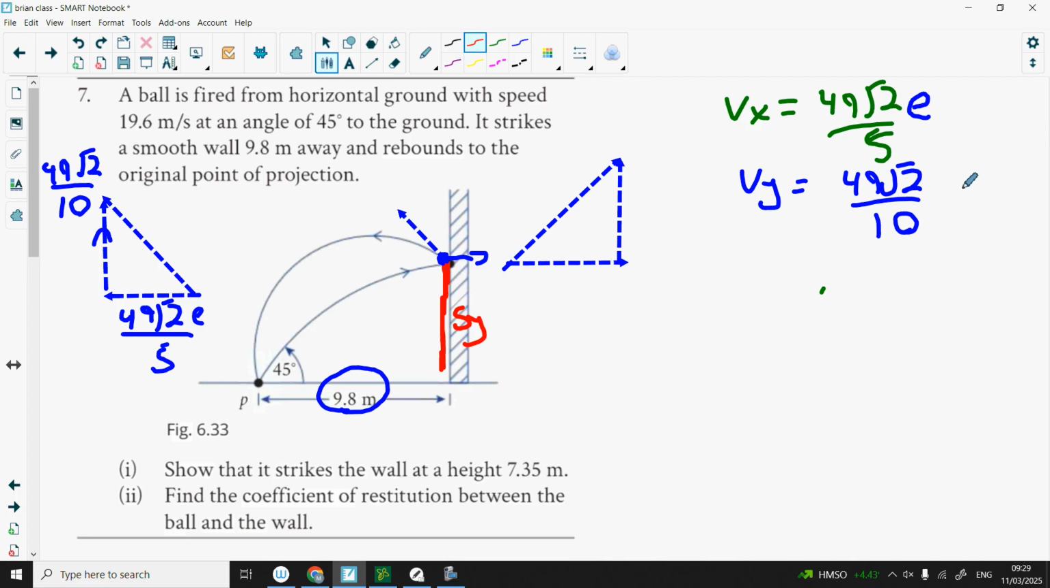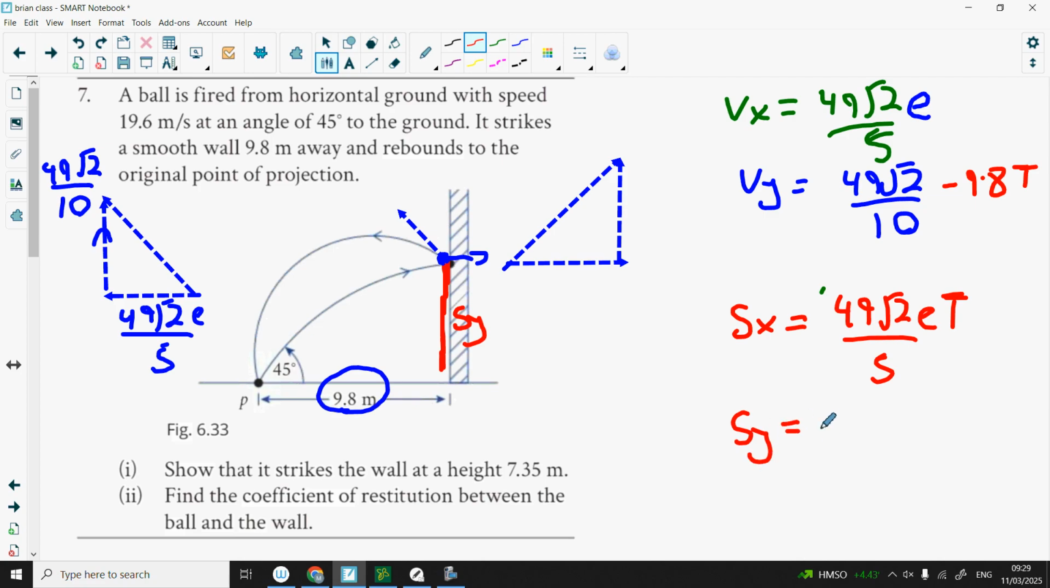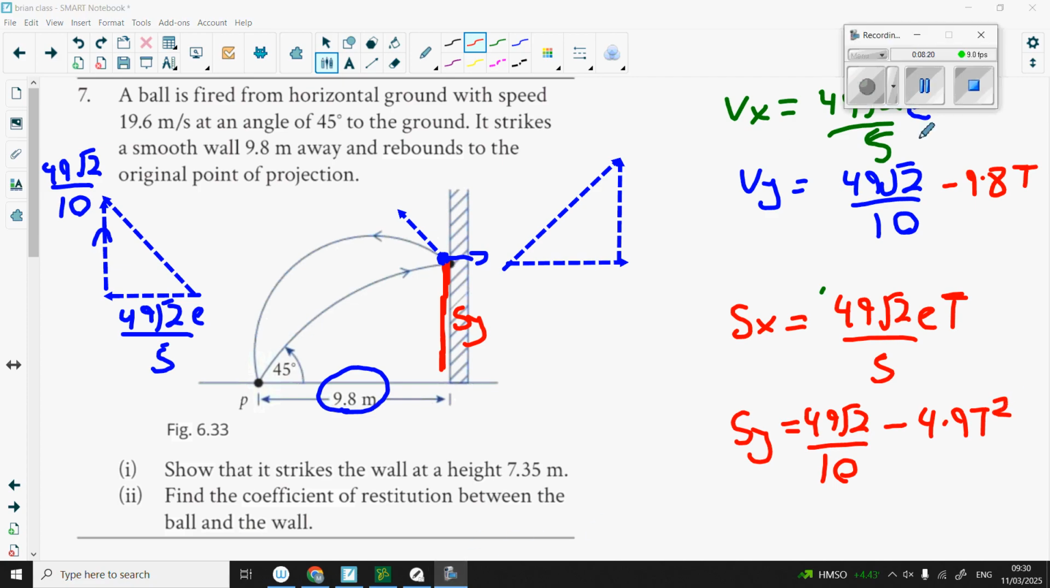E, that's no hassle. What do I have to do to this one to adjust it? It's going to go down eventually. So minus 9.8 t, because it's going to go downwards eventually. And then we'll go Sx, 49 root 2 over 5, E t. Sy, 49 root 2 over 10 minus 4.9 t squared. I'm going to pause it for a second, okay?